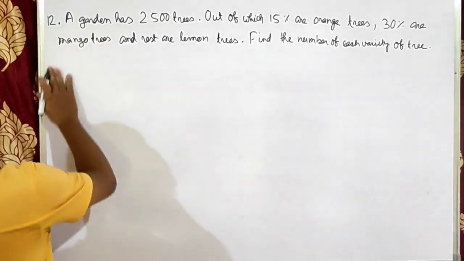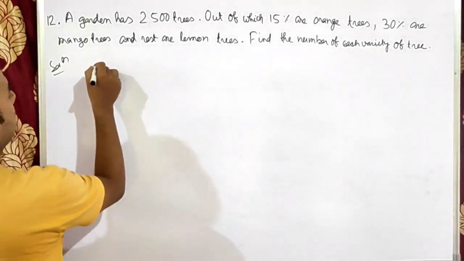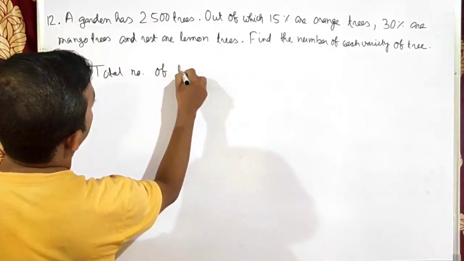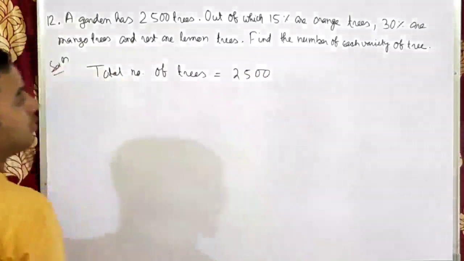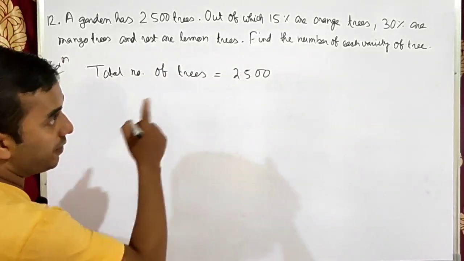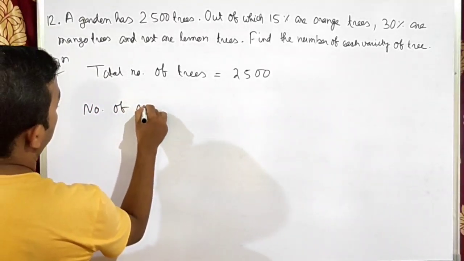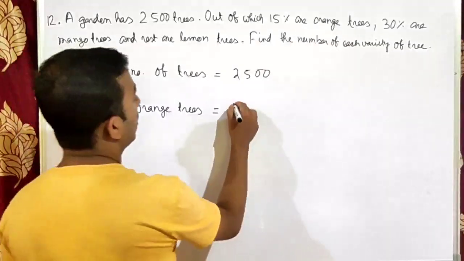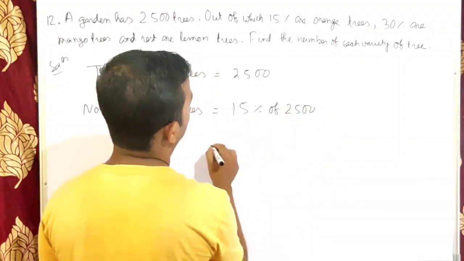These are the very easy questions of these exercises. Okay. So we'll write solution, then we'll write total number of trees. Total number of trees equals 2500. Okay, 2500. Now out of which 15% are orange trees, isn't it so, right? Number of orange trees is what? 15% of 2500. Okay.